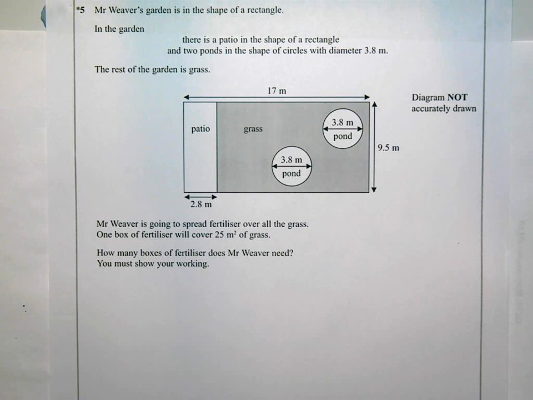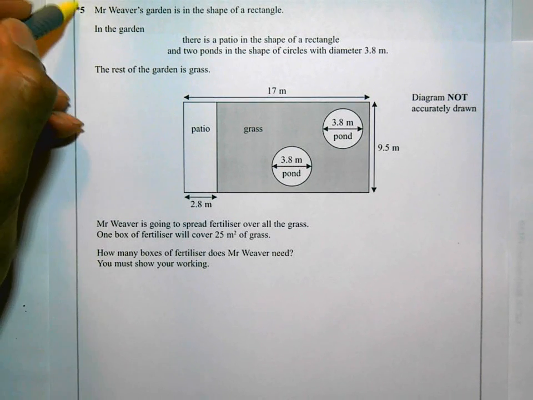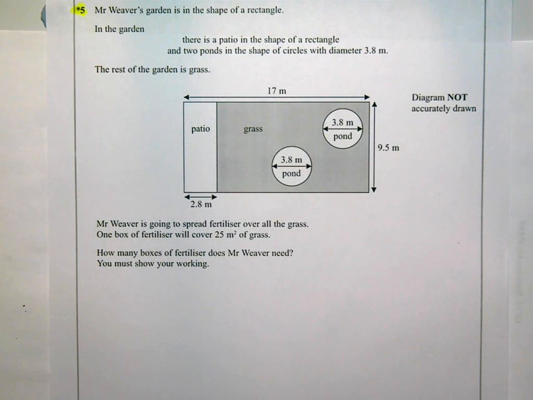Okay, this is question 5 on the higher calculator paper. This question exactly in the same form was on the foundation paper, and the first thing I could see is that there's a star next to the question number, which means that there's some quality of written communication marks attached to this. Let's read the question.